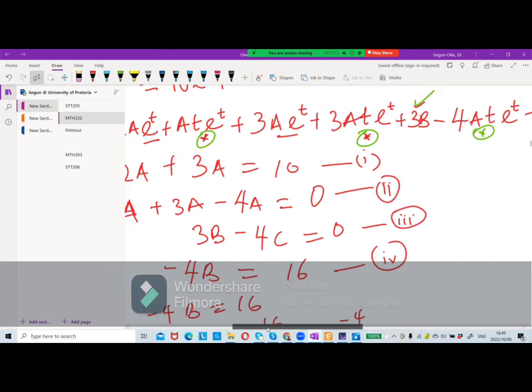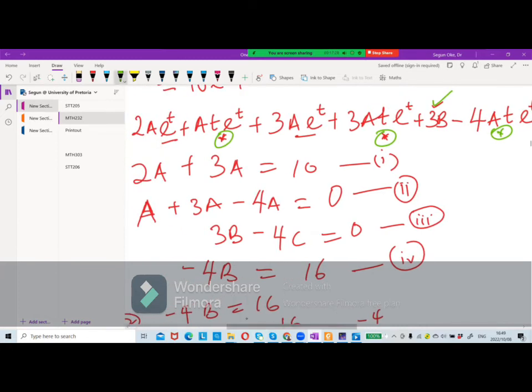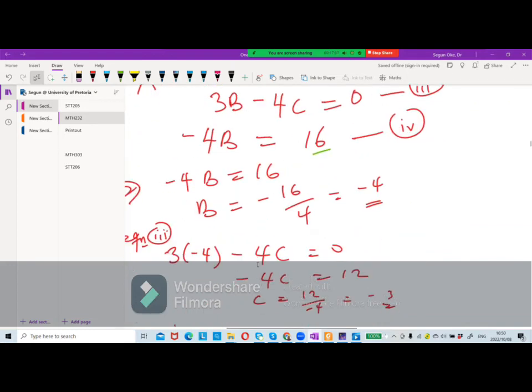Then there is one remaining here, this particular term. You have negative 4bt. And don't forget the other side, we have 16t. So we can now equate the two together. We now have negative 4b equals 16. By the time you solve for b, we can easily solve for b here. When you say b, divide both sides by negative 4.